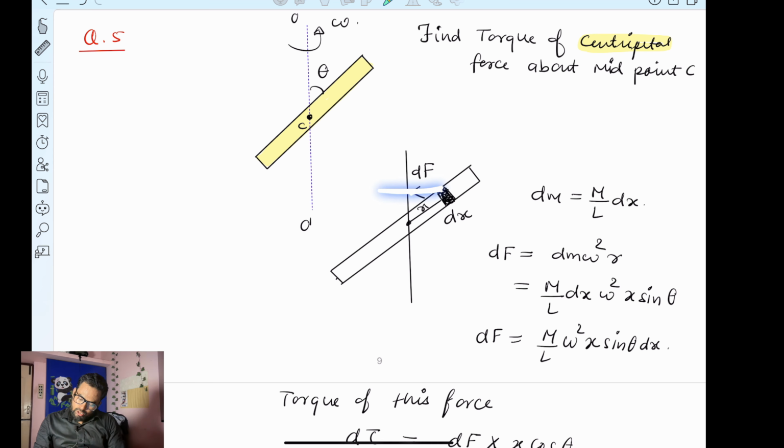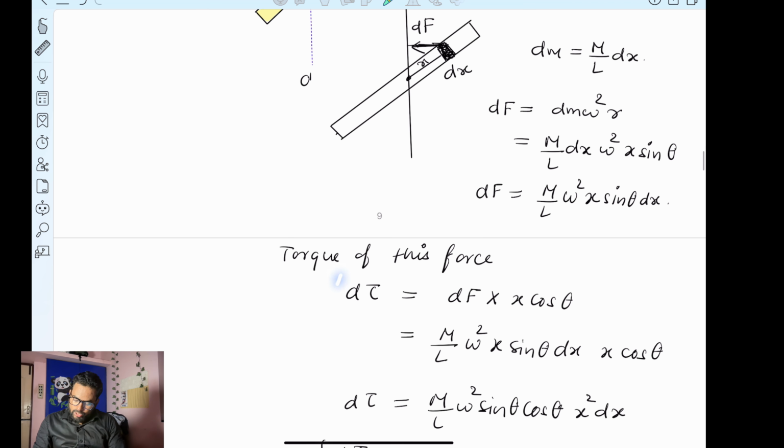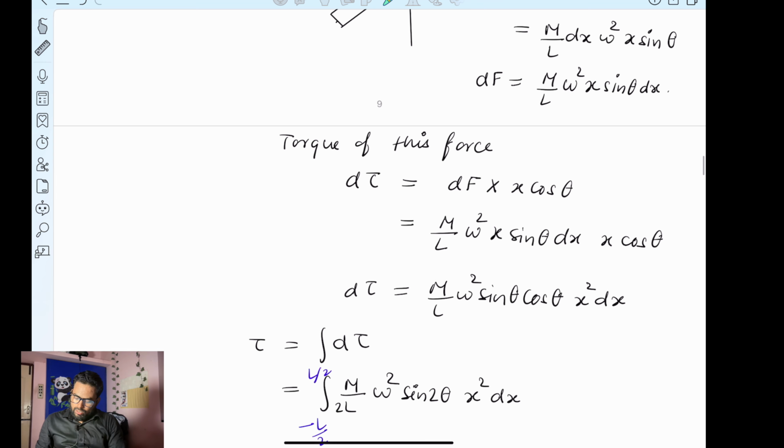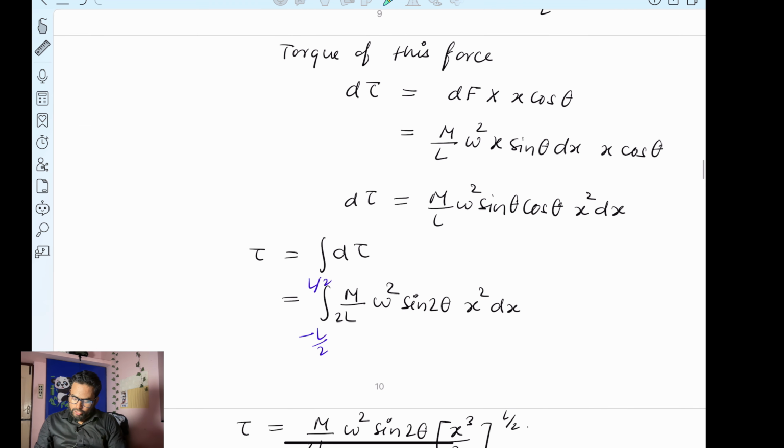Torque: now see, this force is there. So this force creates a torque about the center. This distance is how much? The perpendicular distance here would be x cos theta. So torque basically would be how much? dF into perpendicular distance, force into perpendicular distance. The perpendicular distance here is x cos theta, force is dF. So we got the elemental torque. Putting the value of everything, this is the elemental torque expression.